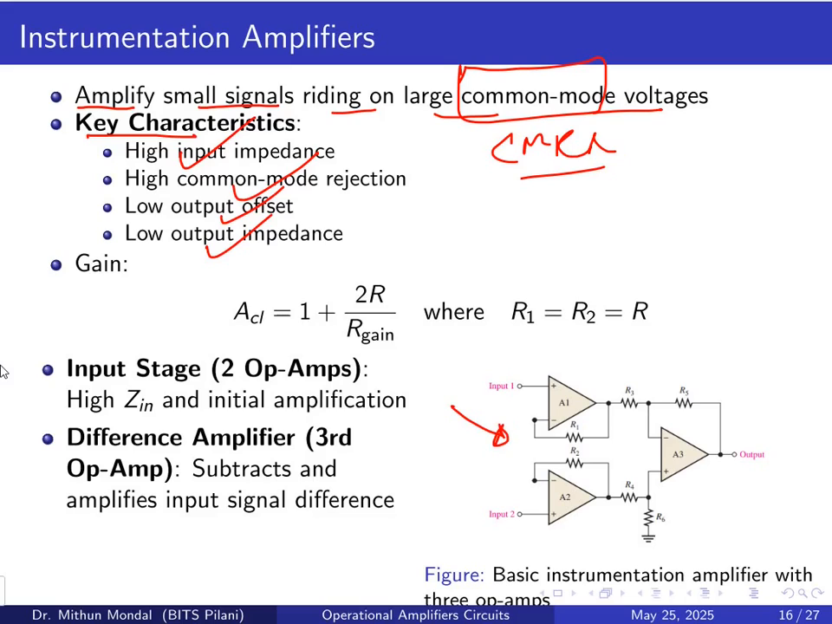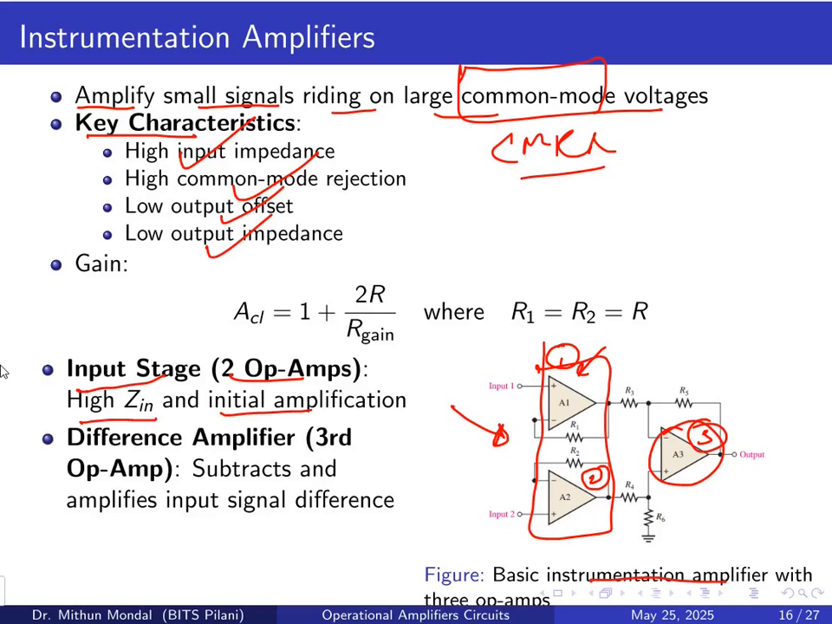Here you can see one of the basic instrumentation amplifier circuits where you have 3 op-amps. This is op-amp 1, this is op-amp 2 and this is op-amp 3. The input stage has 2 op-amps, and the output stage has the third op-amp, which is the difference amplifier. So you get high input impedance and initial amplification from the input stage, and the output stage is a difference amplifier which will subtract and amplify the input signal difference.